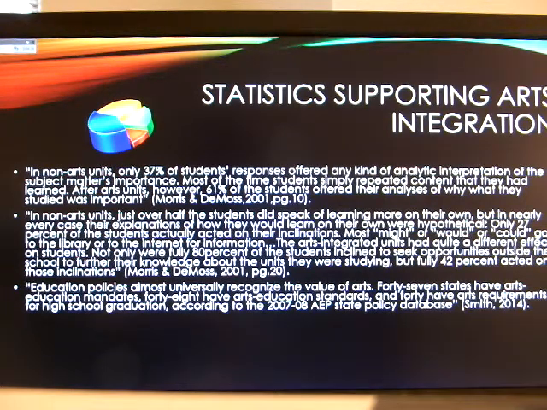The statistic supporting arts integration that most stood out to me was that stated by Morris and DeMoss. It reads, in non-arts units, only 37% of students' responses offered any kind of analytic interpretation of the subject matter's importance. Most of the time, students simply repeated content that they had learned. After arts units, however, 61% of the students offered their analysis of why what they had studied was important.